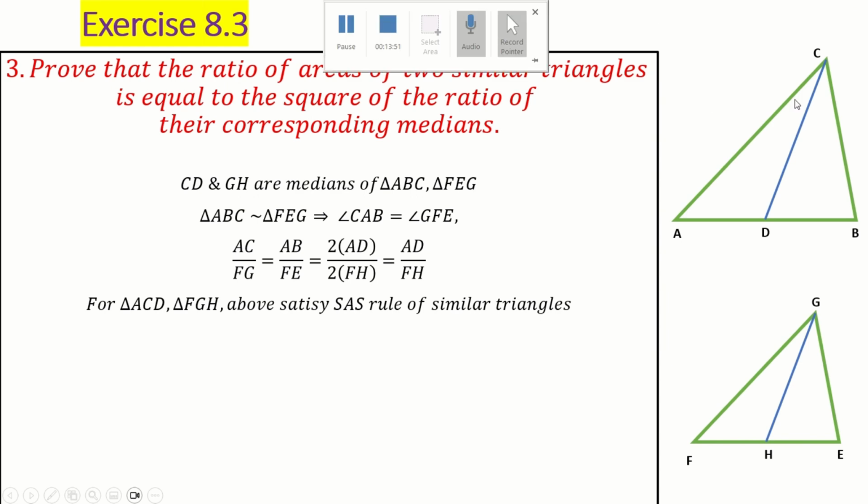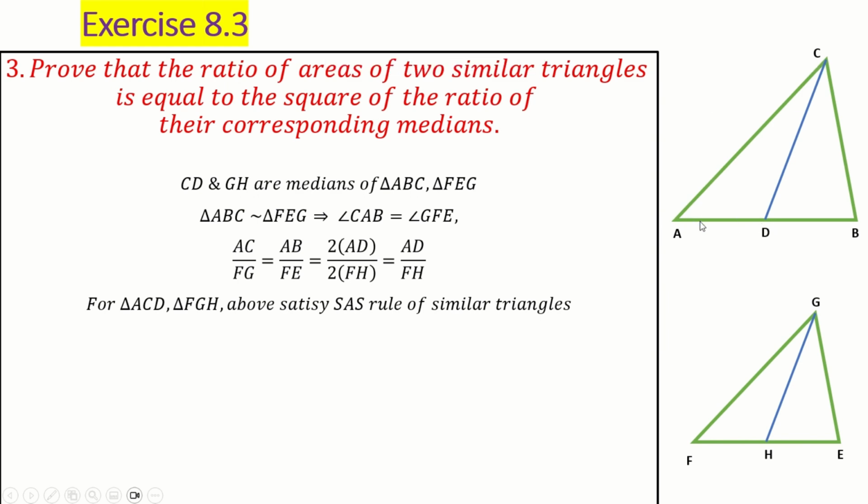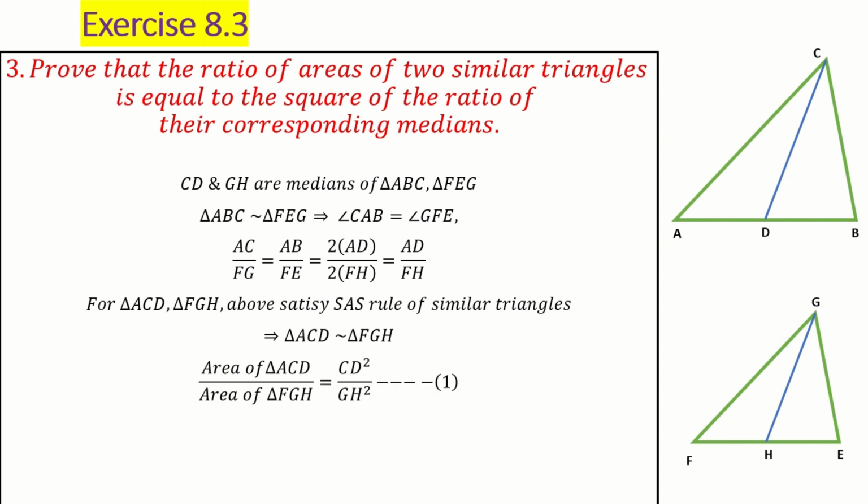So the similarity rule is satisfied with the SAS rule. Side, that is AC, AD, and the angle, which is common, right? So these are the same, so they are similar triangles. So their areas are in the ratio of CD square by GH square. Correct? A median divides a triangle into two equal areas.